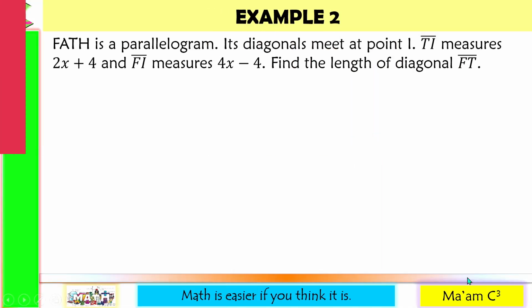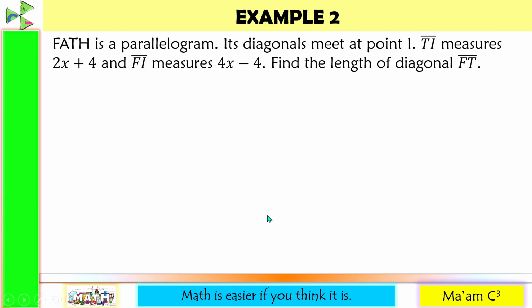Let's have example number 2. FATH is a parallelogram. Its diagonals meet at point I. Line segment TI measures 2x plus 4, and line segment FI measures 4x minus 4. Find the length of diagonal FT.